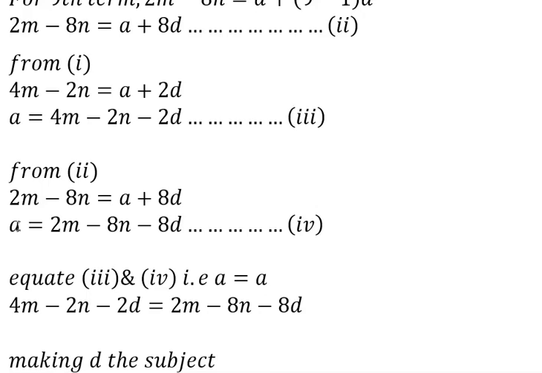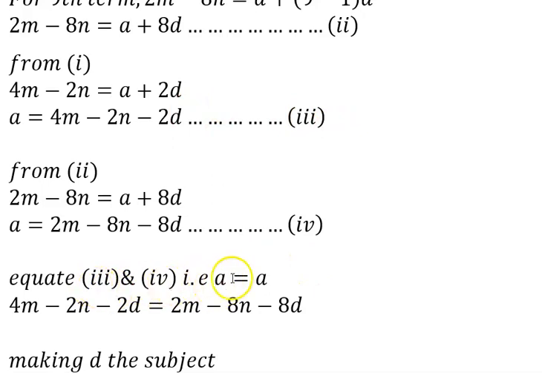All we are doing is to get d to be the subject of the relation in terms of m and n. That is what the question says. So if we equate a and a, that is from equations 3 and 4, that's what we have here.